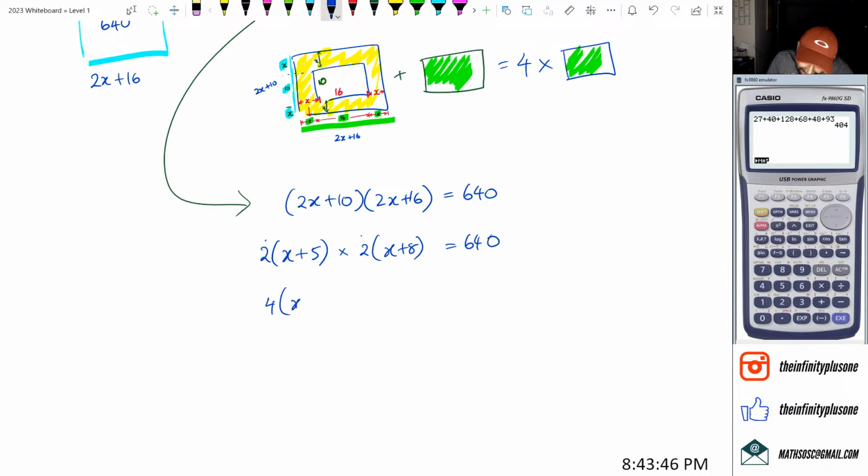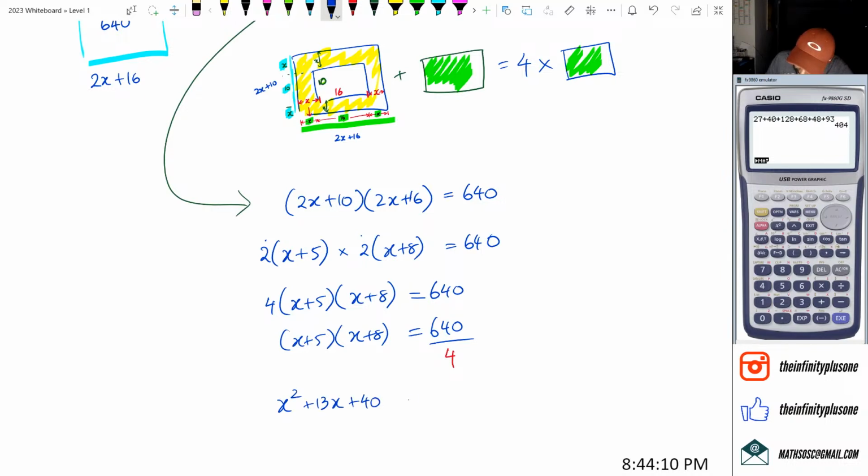All right, nothing changes. We still got to do the same thing, but we've got x plus 8. 640, x plus 5 times x plus 8. 640 divided by 4. And then we've got x plus 5. I'm going to expand the brackets, guys, just to make it easier. I've got x squared plus 13x plus 40 equals 160.